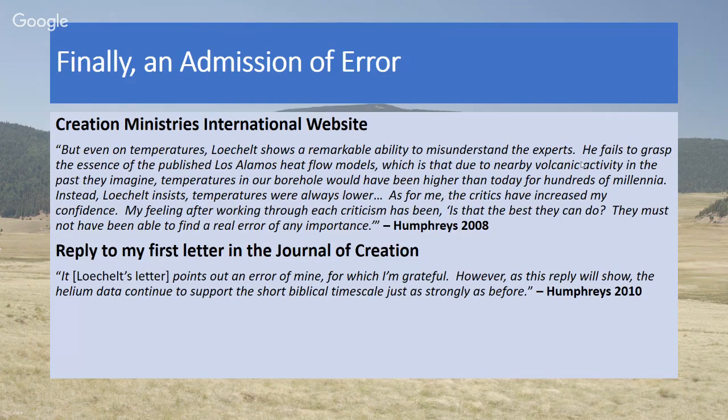He, being Loechelt, fails to grasp the essence of the published Los Alamos heat flow models, which is that due to nearby volcanic activity in the past, they imagine, temperatures in our borehole would have been higher than today for hundreds of millennia. Instead, Loechelt insists temperatures were always lower. And then, with confidence, he says, as for me, the critics have increased my confidence. My feeling after working through each criticism has been, is that the best they can do? They must not have been able to find a real error of any importance. That's Humphreys in 2008.